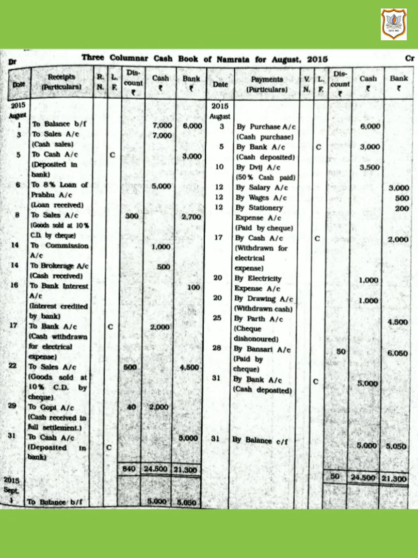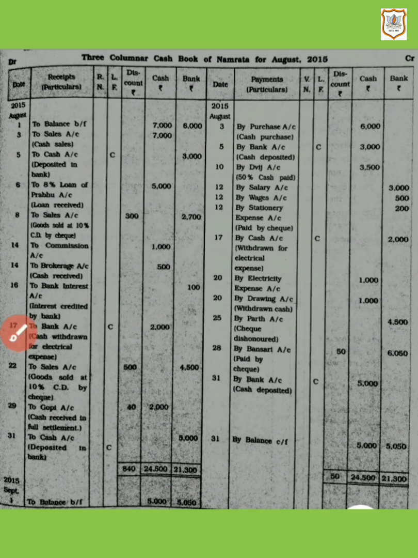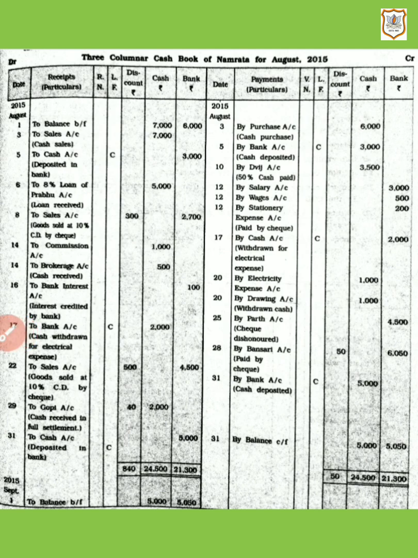Now thereafter the closing cash and bank balance will be written on the receipt side in the beginning of the new period as To Balance b/d, 5,000, and bank balance 5,050 rupees. That means the closing balance of the current period will be the opening balance of the next period or new period. So in this way, the triple column cash book, or three columnar cash book, is prepared.